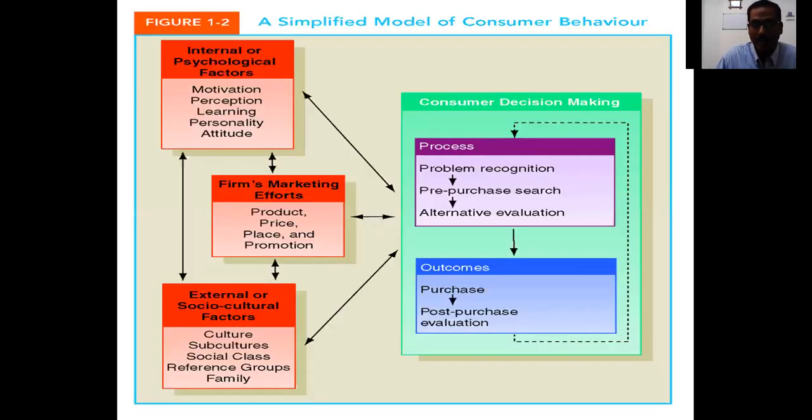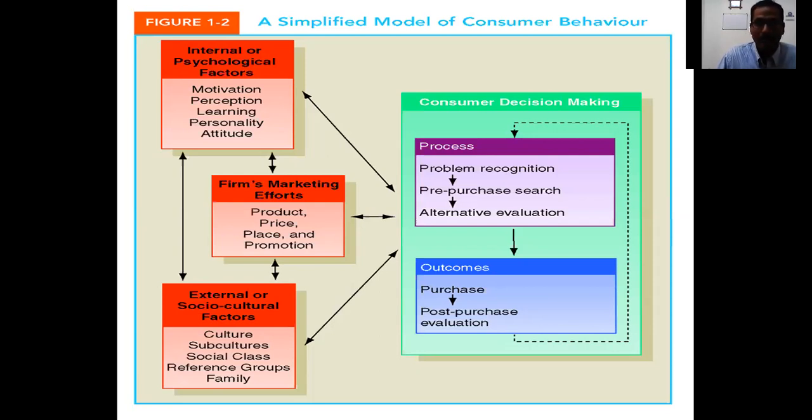And then here we see a simplified model of consumer behavior. If you scrutinize this model, it is easy for us to understand how consumer behavior plays a vital role in planning the marketing strategy. Here we see the internal or psychological factors like motivation, perception, learning, personality, and attitude. These are the topics we'll be studying in this unit.